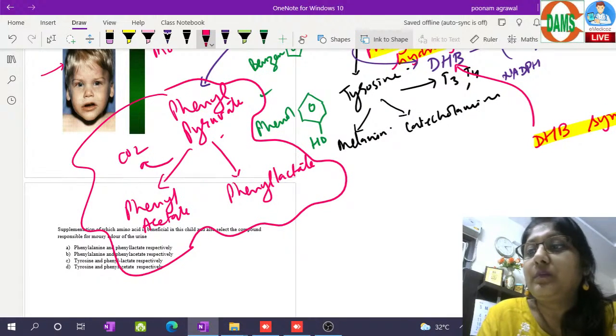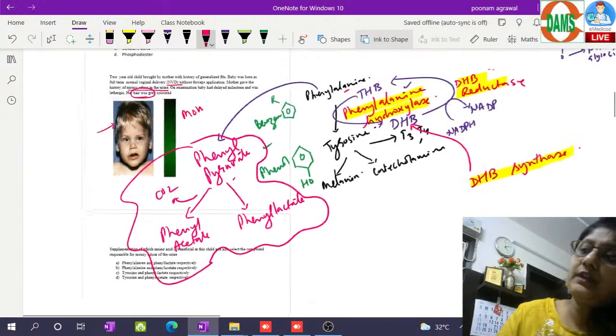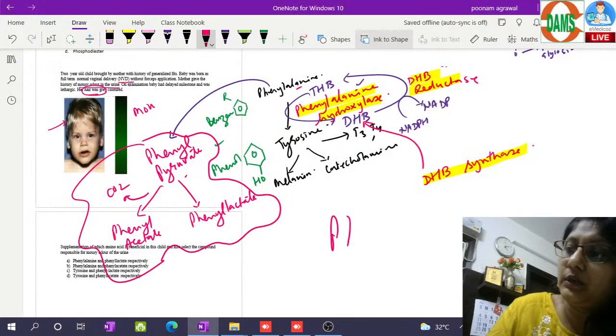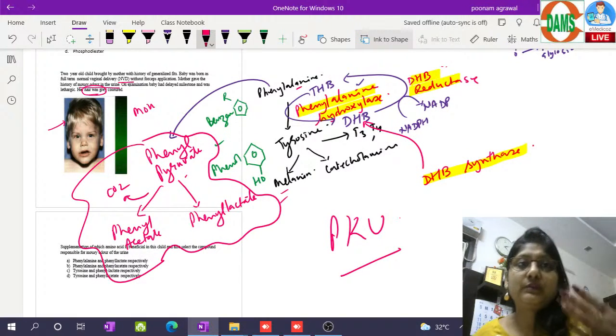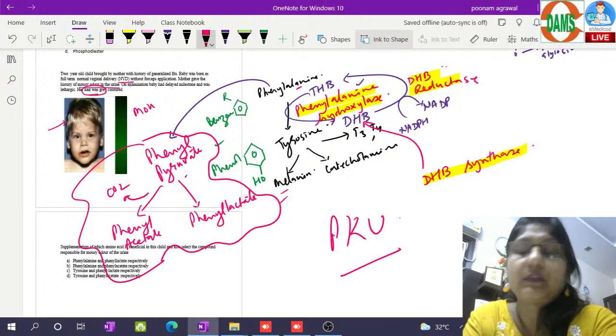But these compounds are so dangerous that before they come out in the urine, they make havoc in the system. They don't allow normal neurological development. They hamper growth. They lead to mental retardation. This condition is called phenylketonuria, which we have been talking about, and you understand the reason for graying of the hair in this baby because of non-melanin formation, because phenylalanine is not converted to tyrosine.